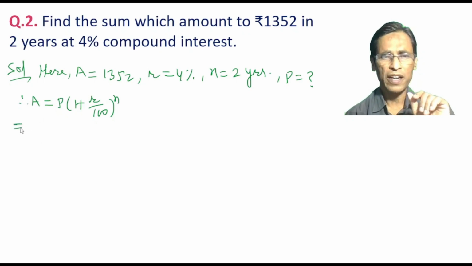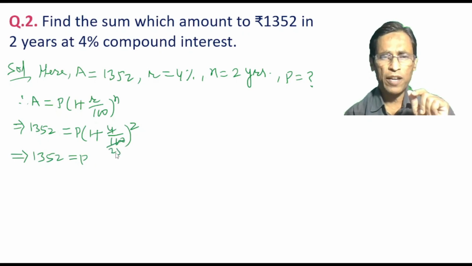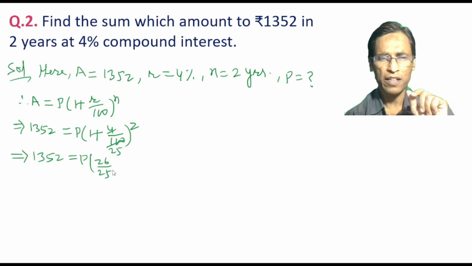And we will substitute the values available, that is the value of A available is 1352. So A will be replaced by 1352 and P is absent, so it will be as it is, 1 plus R. R is replaced by 4, and then 4 by 100, and then n. n is replaced by 2 years, so it is 2. 1352, and in RHS, 4 by 100 is 1 by 25, and so 1 plus 1 by 25 gives 26 by 25, and it is a square.